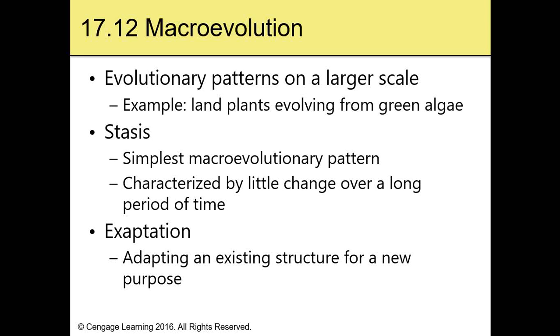Exaptation is adapting an existing structure for a new purpose. So bats are probably a really good example of this, because at one point they were flightless, and eventually, over the course of time, their arms grew those flaps on them, and they were able to use them for flight. And so that's, again, adapting an existing structure for a new purpose.